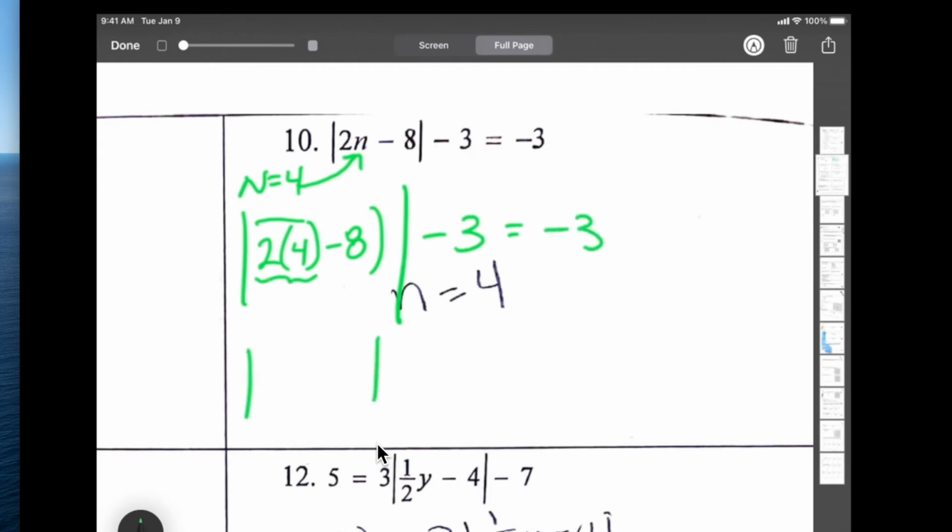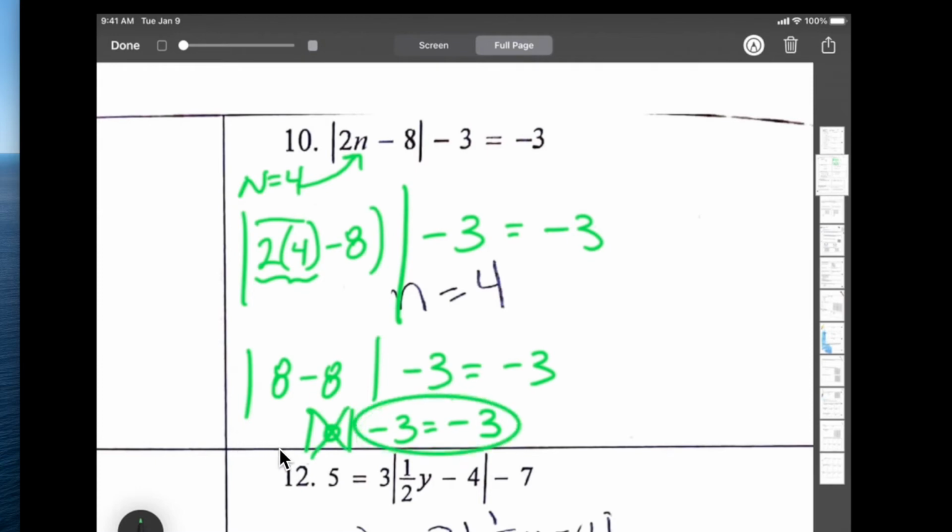2 times 4, okay, we're going to use PEMDAS here because we're multiplying 2 times 4. We're going to do that first. 2 times 4 is 8, minus 8, minus 3 equals -3. 8 minus 8 is 0. The absolute value of 0 is 0. I'm just going to cross it out, and you end up with -3 minus 3 equals -3. That's a true statement. That means we have a correct solution. Let's move on to the next one.